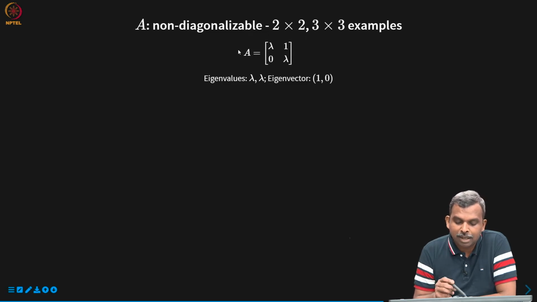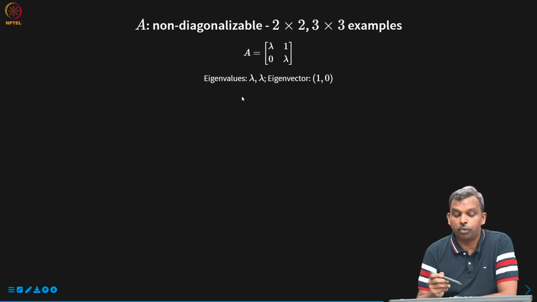Okay. So the example I'll start with will be the 2 by 2 case, one of the simplest cases of a non-diagonalizable 2 by 2. So you have lambda on the diagonal. The lower value is 0, and then you have 1 on the upper value. So there are 2 eigenvalues here and there is only one eigenvector. We have seen such examples before. This is not a diagonalizable case. You don't have as many eigenvectors as the multiplicity of the eigenvalues.